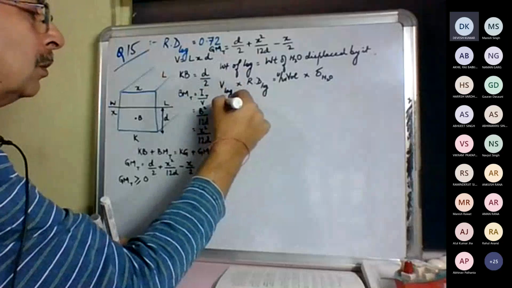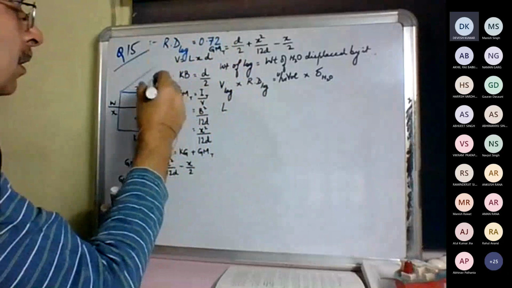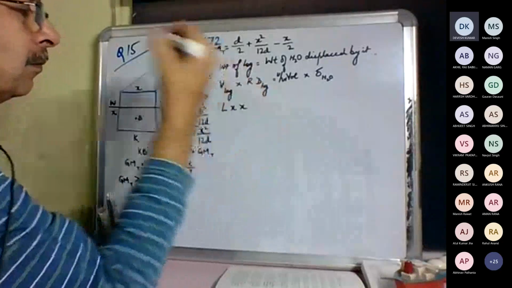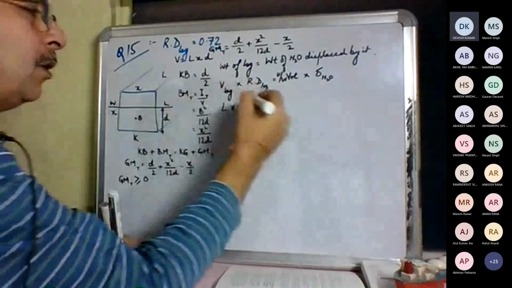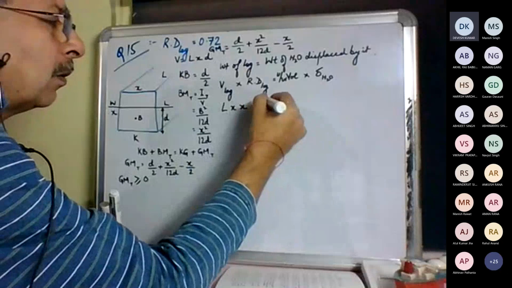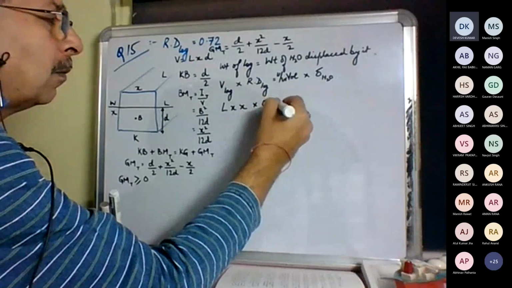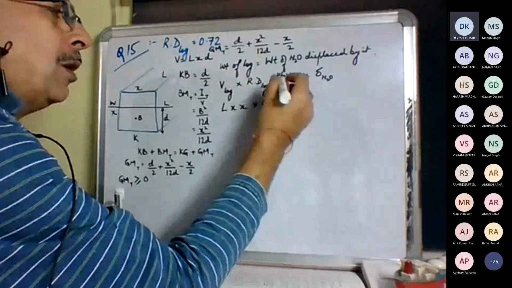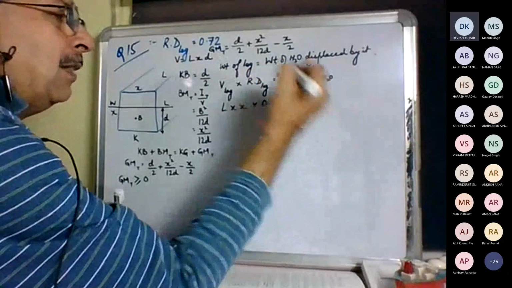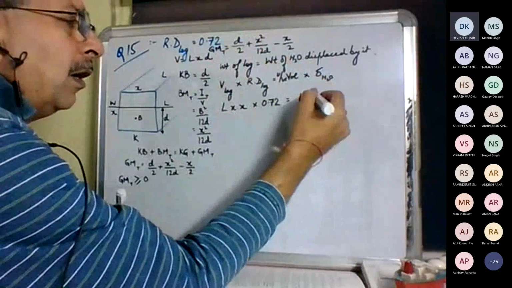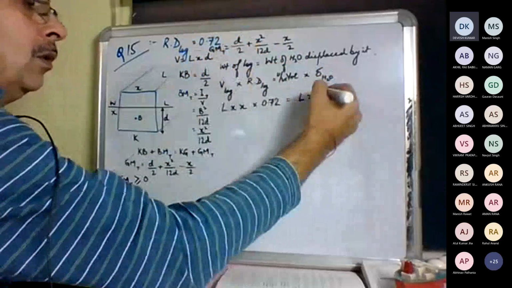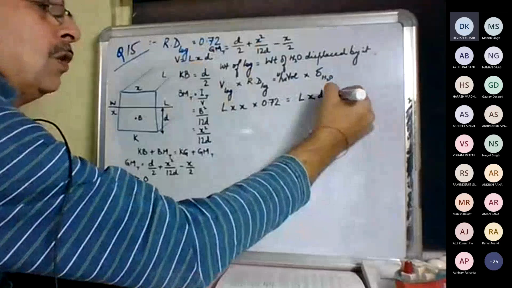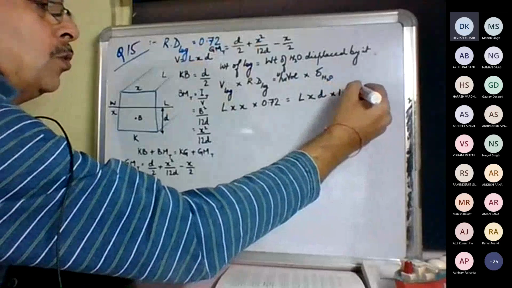Volume of the log, length into breadth into height, into RD of the log, 0.72, is equal to the underwater volume, length into breadth into draft, into density of the water in which it is floating. Assume salt water.